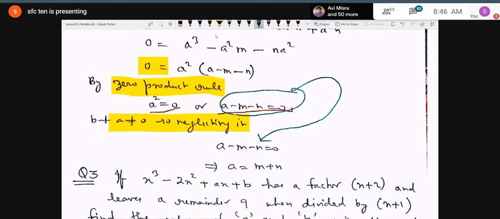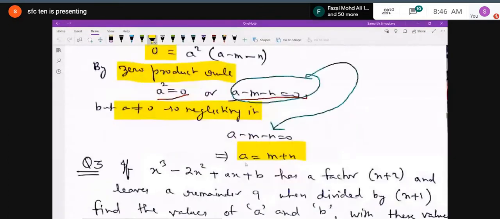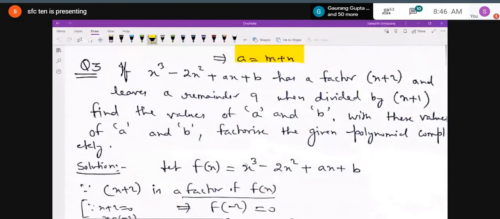Any confusion? No, sir. If anybody has any doubt, you can ask. Okay. Now coming to question number 3. And boys, this type of question is generally asked in the exam. So practice these types of sums.